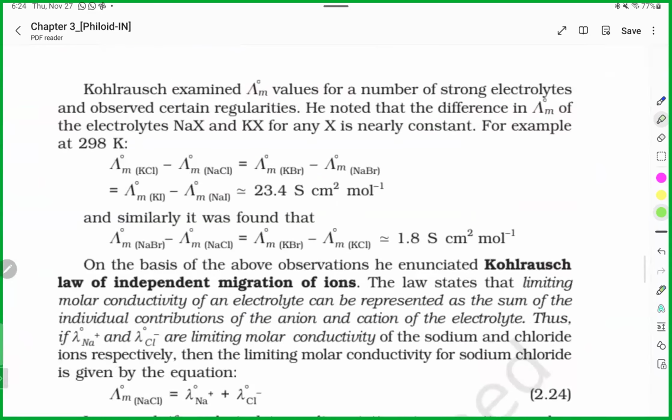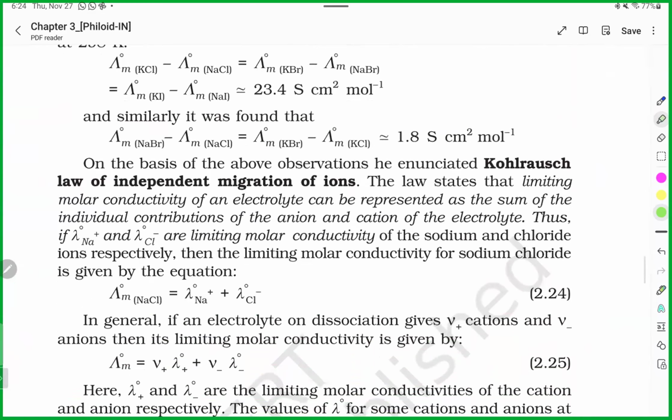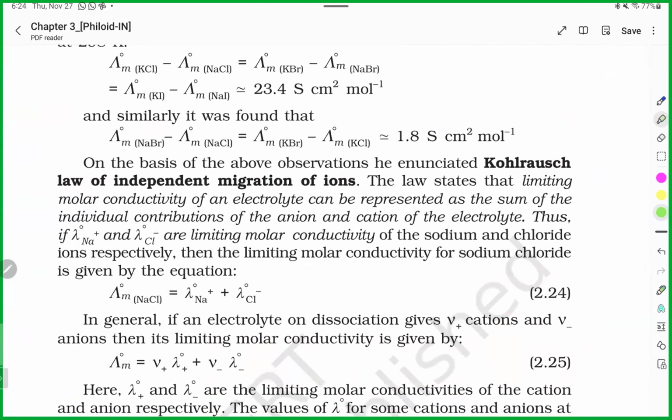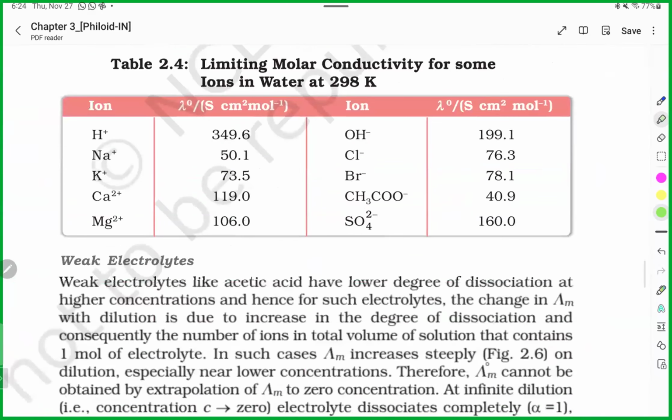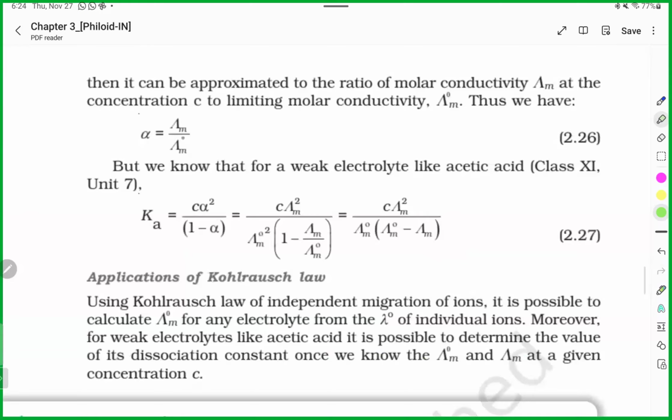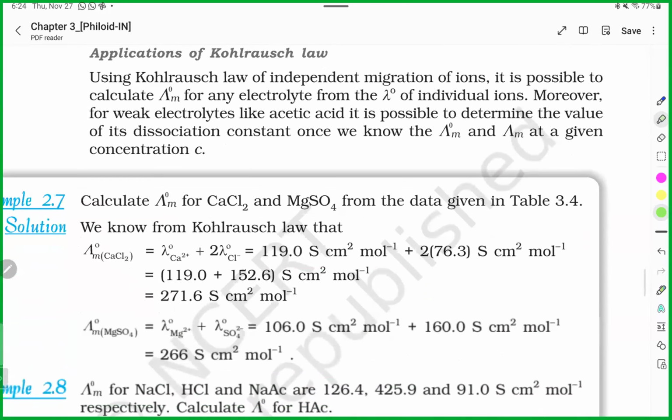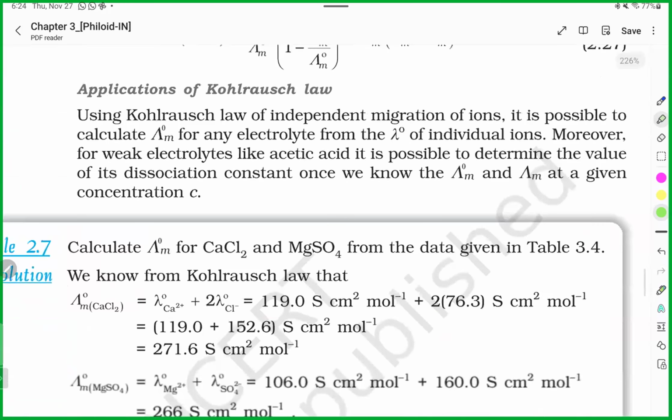Now, Kohlrausch. Kohlrausch examined a lot of strong electrolytes and said there is a regularity we can observe. But he gave the law of independent migration of ions mostly for weak electrolytes also. Both for strong and weak electrolytes, you can use the Kohlrausch law. See here how to calculate.